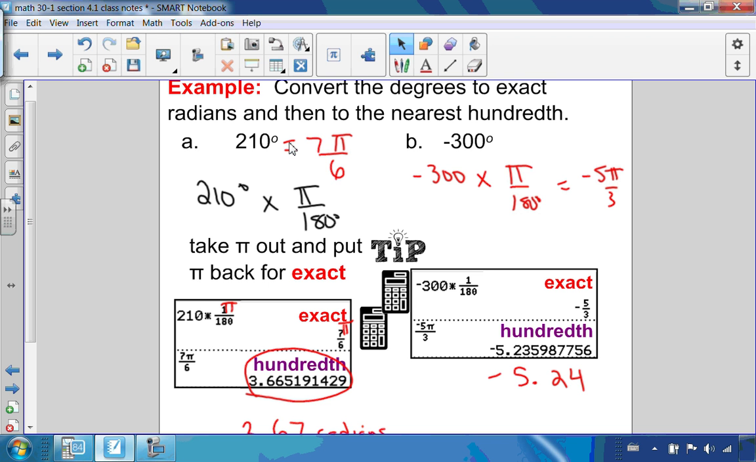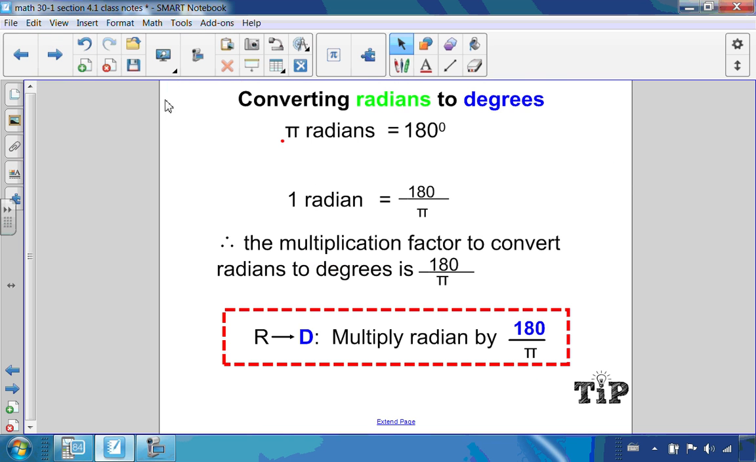Okay, so I want to look at going the other way around, so going from radians to degrees. Since I'm starting with radians, pi radians is the same as 180 degrees. So I want to figure out what 1 radian is. I'm just going to divide both sides by pi, because then that's gone, and I'm left with 1 radian is 180 over pi. Therefore, the multiplication factor to convert radians to degrees is 180 over pi. So to go from radians to degrees, I'm going to multiply my radians by 180 over pi.